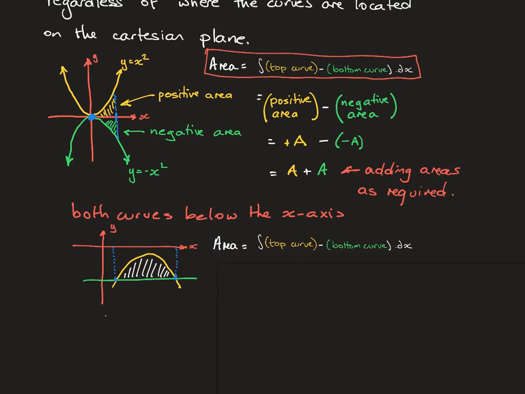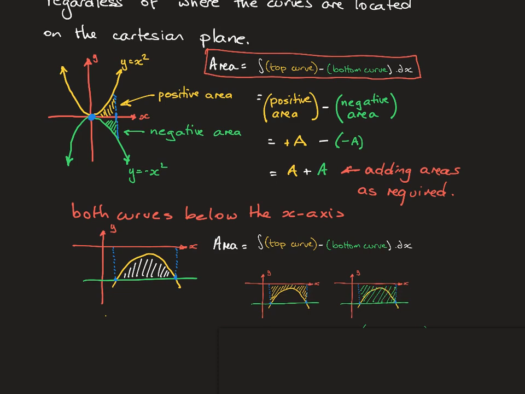So the top curve is going to give us this particular area here. If we integrate the top curve, we get this yellow area here. And if we integrate the bottom curve, we get that whole green area there.